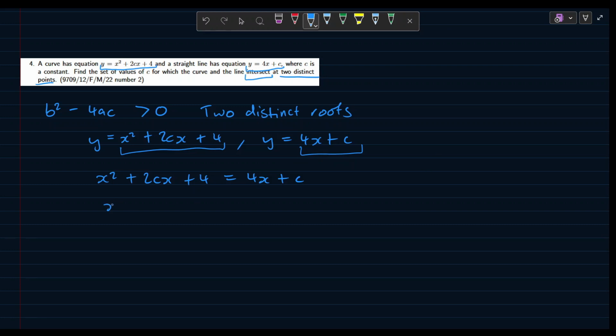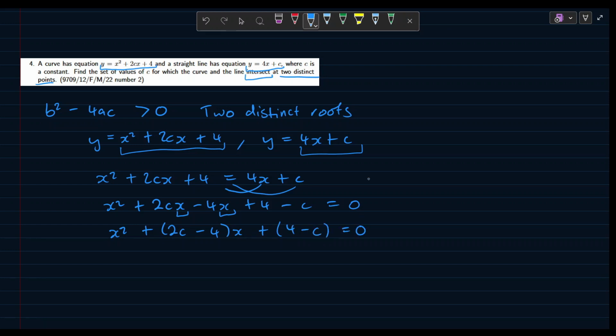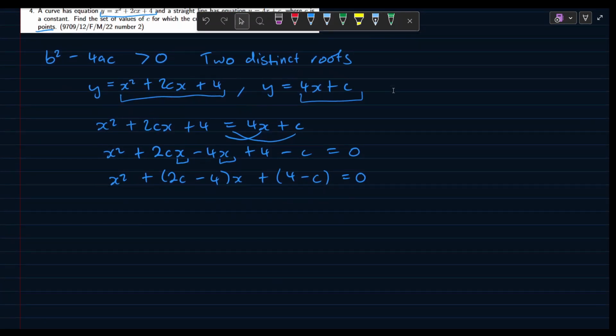Okay, so this becomes x squared plus 2cx. I'll bring the 4x to the left, so it becomes negative 4x plus 4, and then let's bring the c to the left, it becomes minus c, and this is equal to 0. So we've got x squared. Now I'm just going to factor out the x here so we can clearly see what b is. So this becomes x squared plus (2c minus 4)x plus (4 minus c) equals 0. And so from here we can determine what a is, what b is, and what c is.